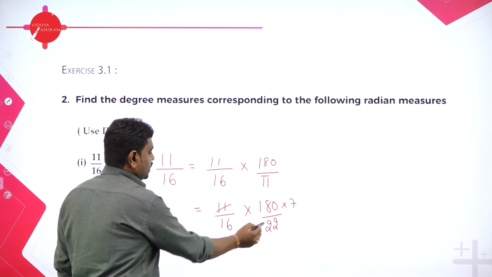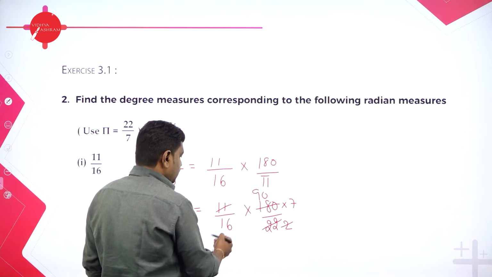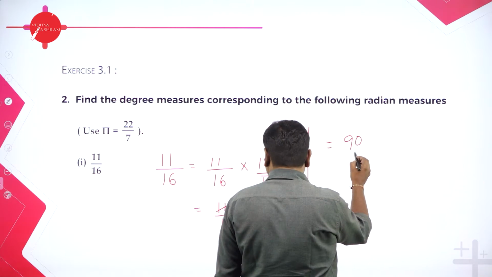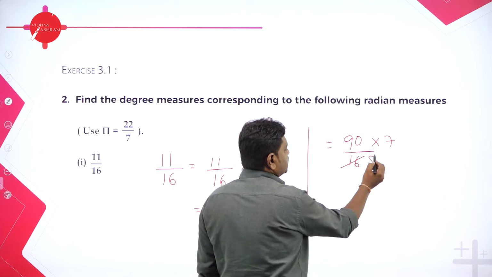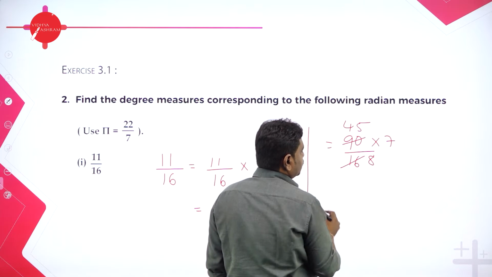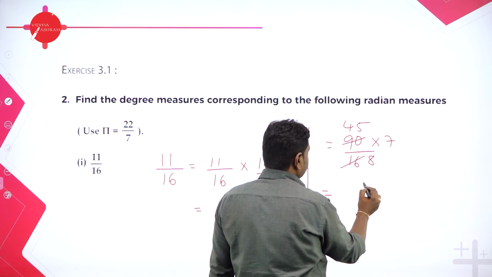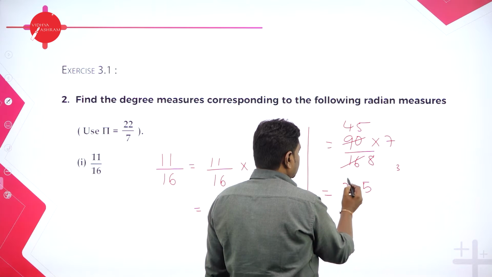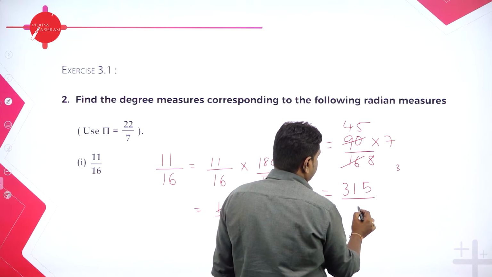Now you can see 11 ones are 11, 11 twos are 22. Again 2 ones are 2, 2 90s are 180. Again these two are divisible. So I am left with 90 divided by 16 into 7. Further you can divide: 2 8s are 16, 2 4s are 8, 2 5s are 10. So that's it. Further you cannot divide, so multiply. 7 5s are 35, 5, 3, 7 4s are 28, 28 plus 3, 315 divided by 8.